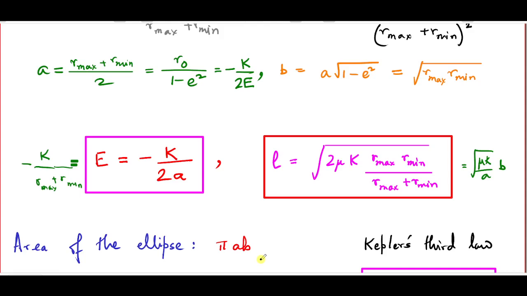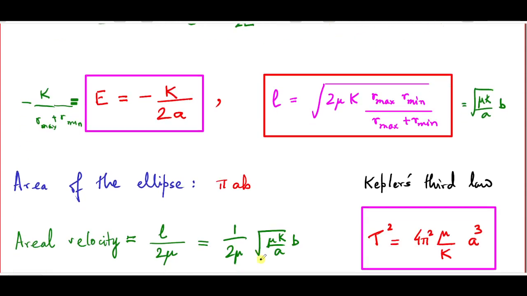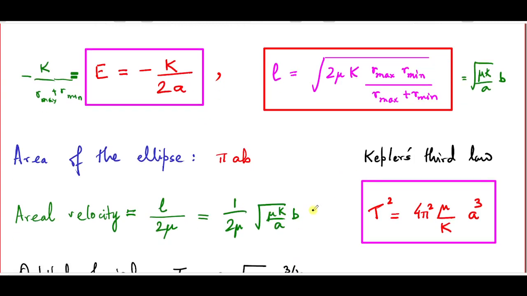Now, because of the fact that Kepler motion is central force field motion, we know that Kepler's second law holds. That is, the areal velocity is a constant, and the areal velocity is simply half of the magnitude of the angular momentum L over the reduced mass mu. And using our result for L, the root of mu k over A times B, I can easily rewrite this as 1 over 2 mu times the root of mu k over A times B, or half of the root of k over mu, times A times B.